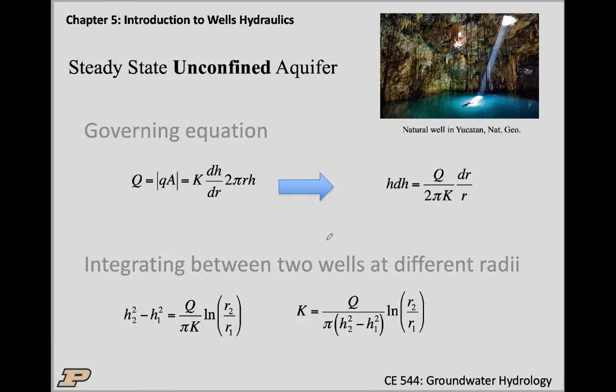Okay, so same slide as before, but now for the unconfined case. Last time we did the confined, this is the unconfined, and here on the top right, you notice I have a little bit of eye candy. If you want to look at this while I talk, this is in Yucatan, Mexico. This is a karst formation, those Swiss cheese sort of underground caves, and you can call this a natural well.